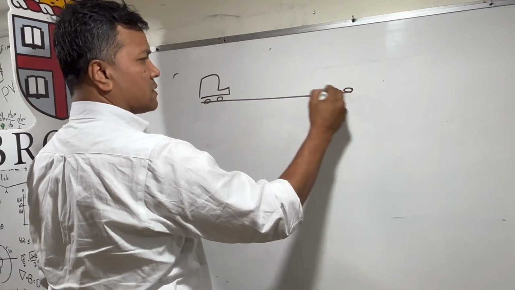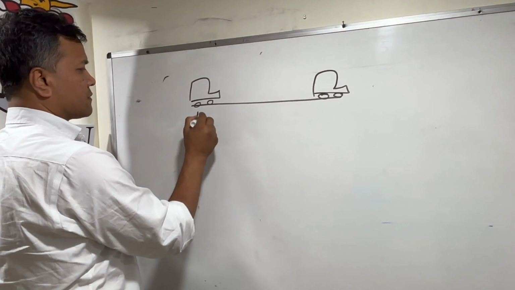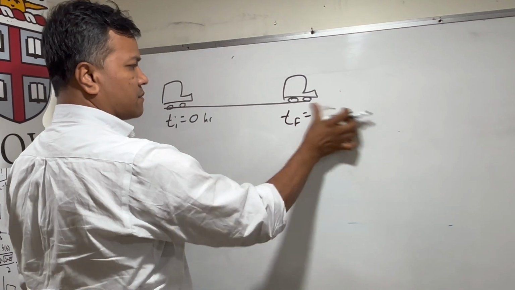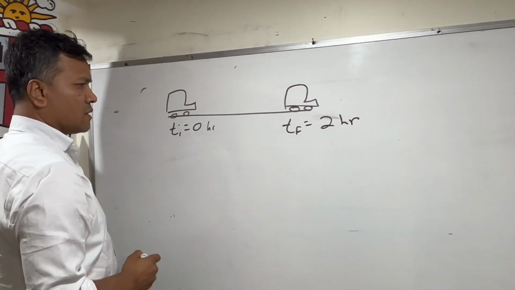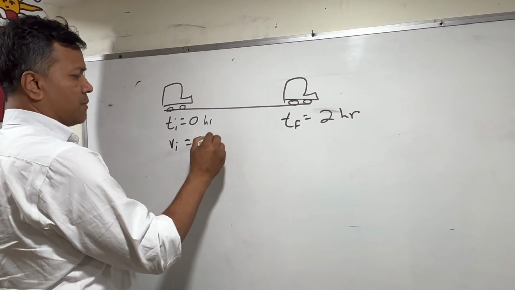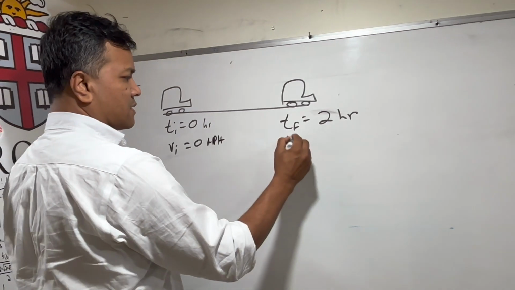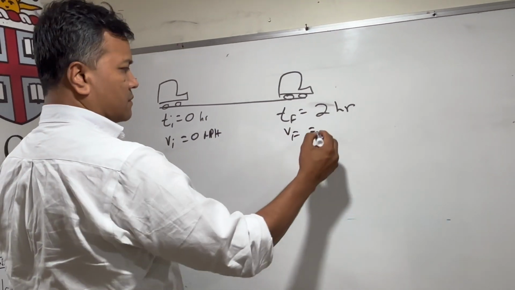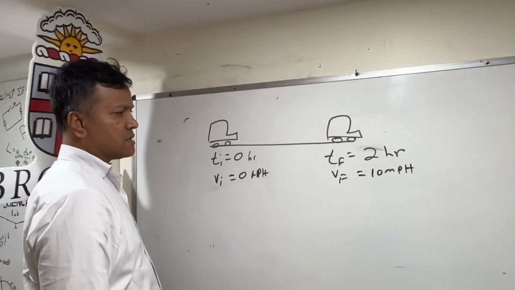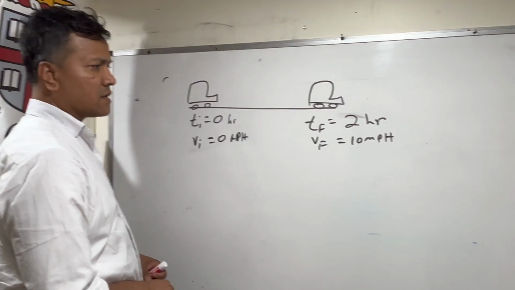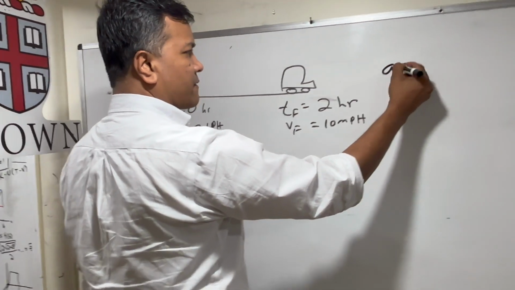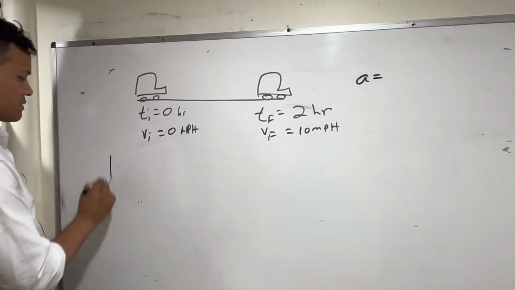Right? The car's initial time is 0. Our final time is, I don't know, 2 hours. Initial velocity is 0 miles per hour, and final velocity of course is, I don't know, 10 miles per hour. Isaac, can you tell me whether the car is at rest, at constant velocity, or speeding up? Speeding up. Okay. You're going to find the acceleration of the car, and then you're going to complete these 6 graphs.